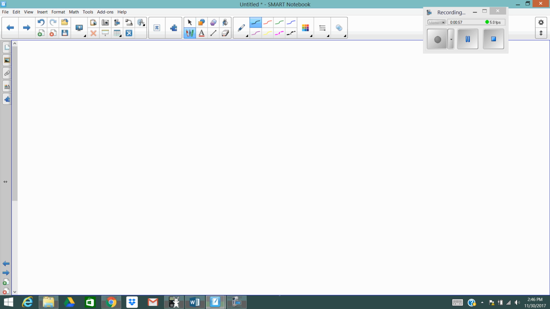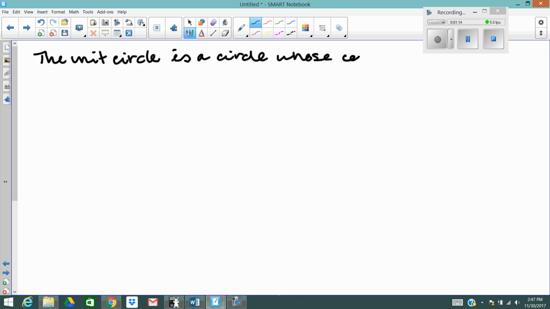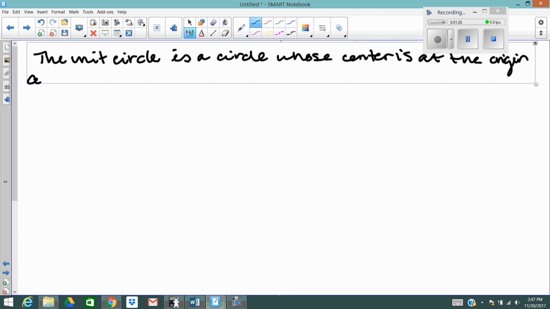So the unit circle is a circle whose center is at the origin and has a radius of length 1. That's why it's called the unit circle.